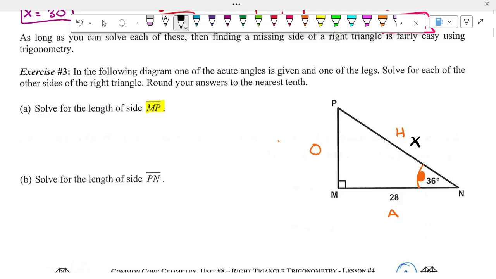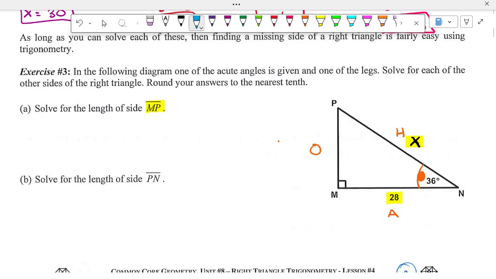All right, so now since we're solving for PM, that means I'm using these two sides, the side they gave me and the side I'm trying to find. So based off of what's labeled and the position of those sides, which trig ratio do I need to use? Look at which sides are highlighted, and then look at which trig ratio uses those two sides. So which trig ratio do I use?